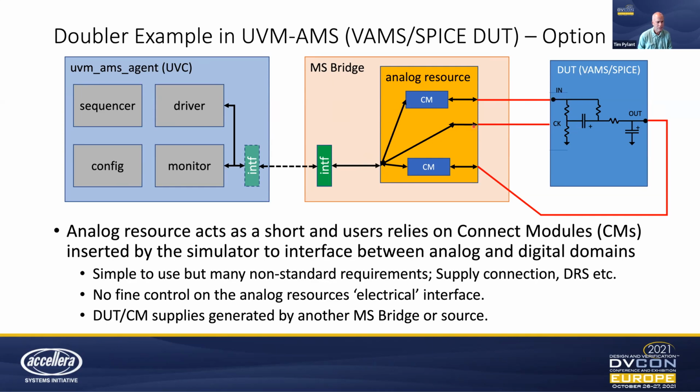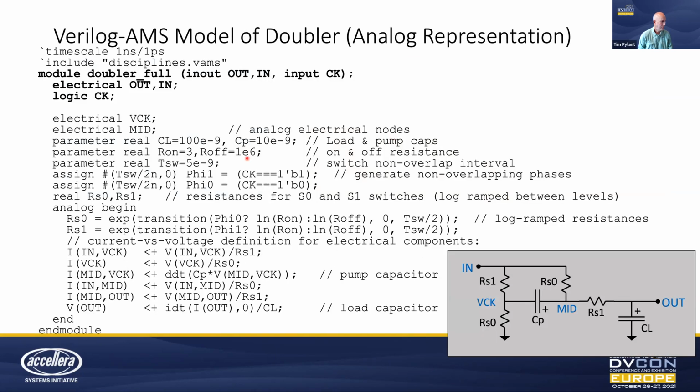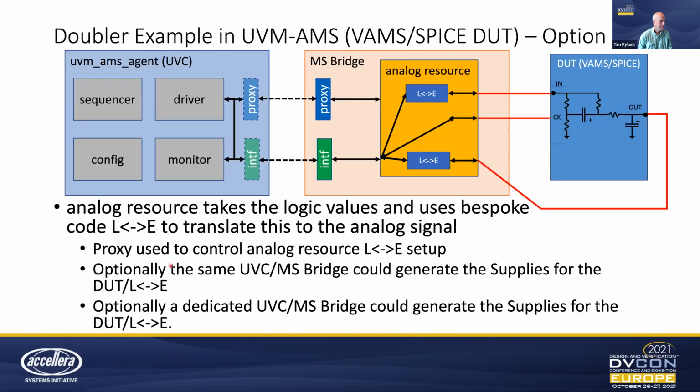The clock is a digital clock, so you don't need a conversion element there. And then the out will be an electrical signal coming out, and so you need to have a connect module that will convert the voltage coming out into the corresponding real number that will be passed back through the interface. But everything else stays the same. All the connections stay the same. The interface stays the same. The UVCs stay the same. All you do is swap in the analog resource. And again, for that, you see here, we're using an analog modeling instead of the real number modeling for that.